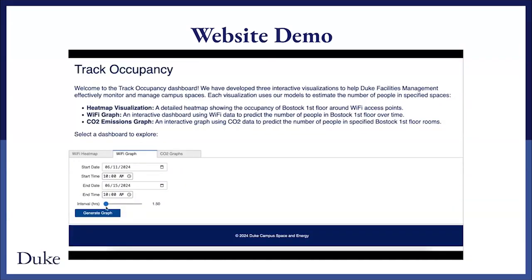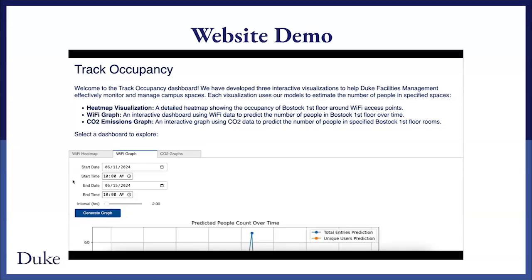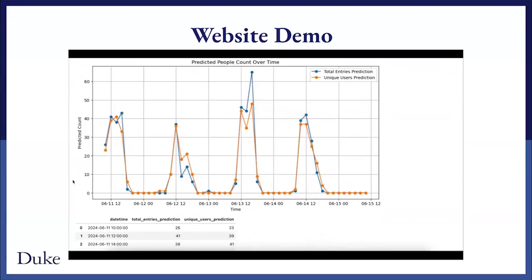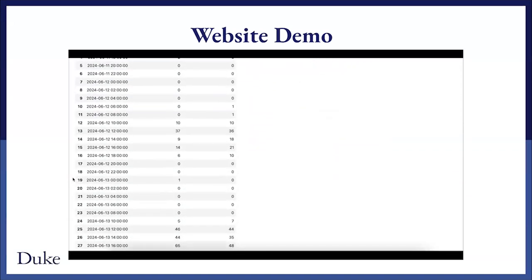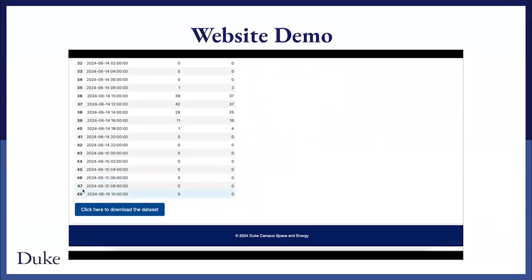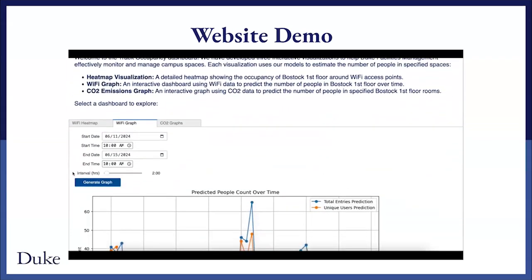We've got our Wi-Fi graph, which has the starting date and ending date. You can put the interval as well. And you get this graph that just depicts how many people are in the building. And then we have the data, which you can also download if you want to do that as well.